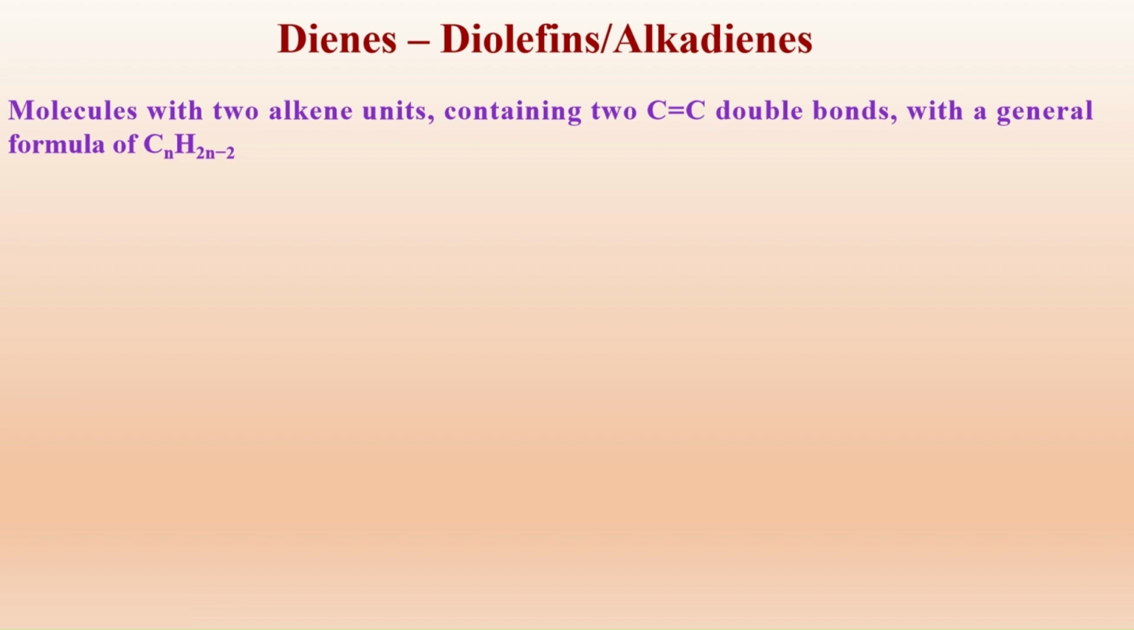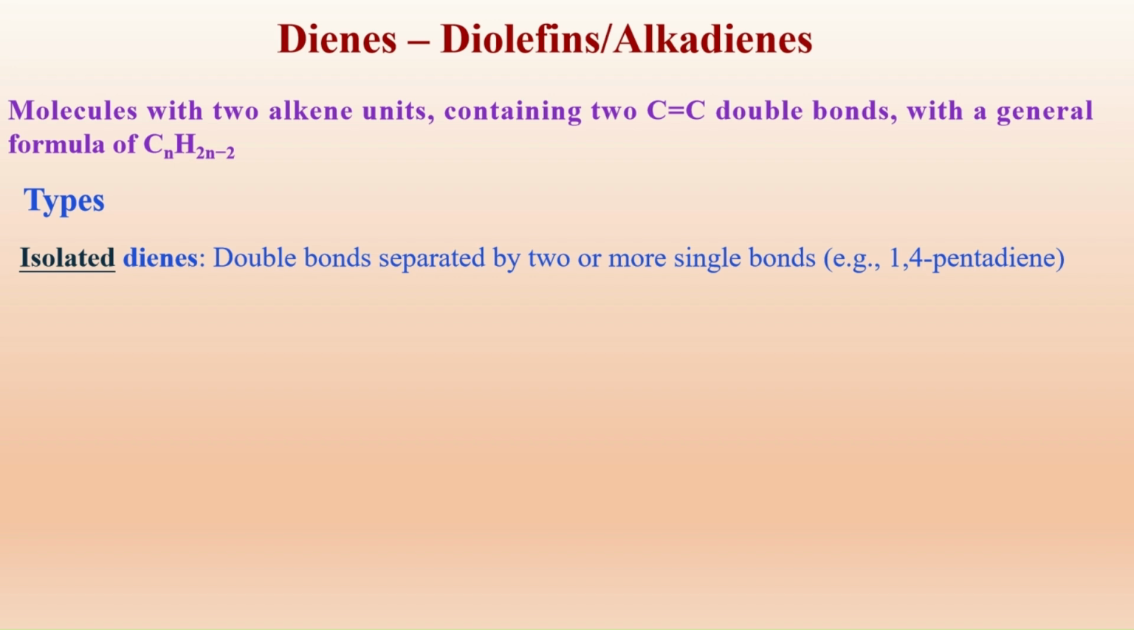We know that alkenes have the general formula CnH2n. Carbon and hydrogen are in the ratio of 1:2. Whereas dienes have the general formula CnH2n minus 2. Dienes are classified into three types depending upon the position of the double bonds in the molecule.